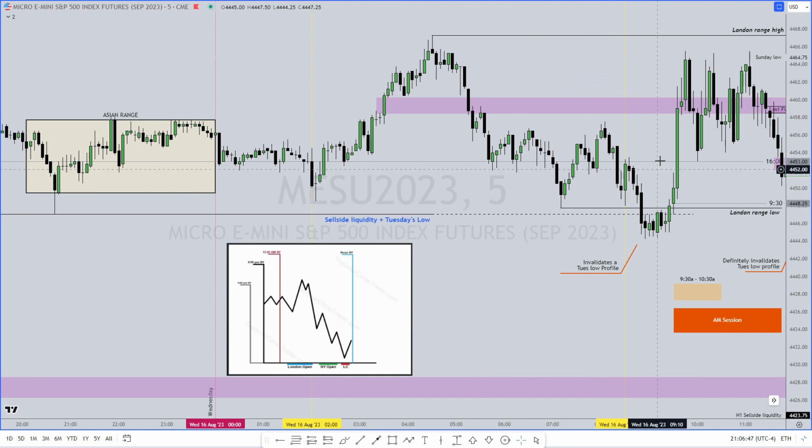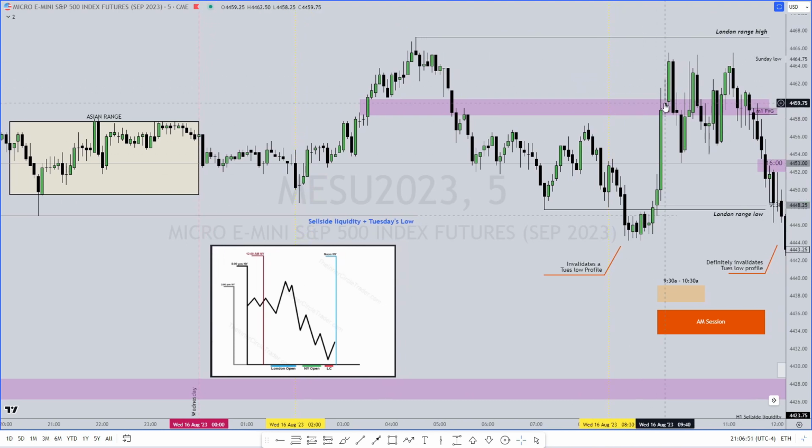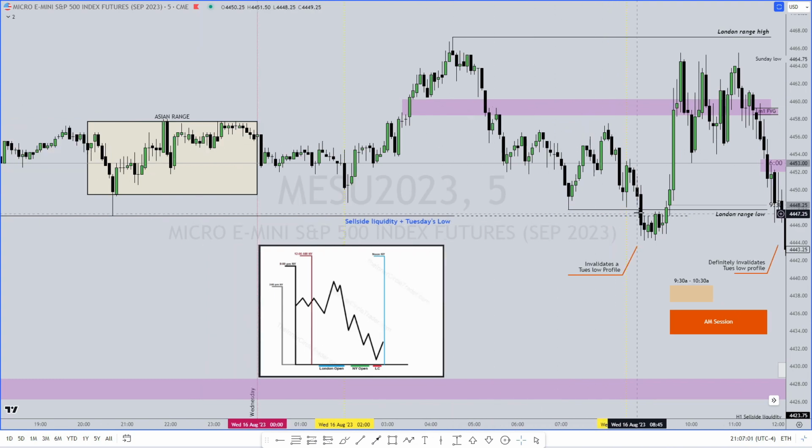If price fails to go above London's high, then I would be looking at that area as a level of resistance for price to go lower. So here we have price at 8:30 chopping below Asia's low and also going below Tuesday's low. So going below Tuesday's low is meaningful because again, that would invalidate a Tuesday low profile. But this consolidation and reversal back into the range is not really enough.